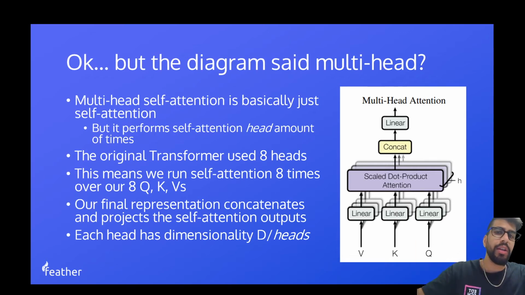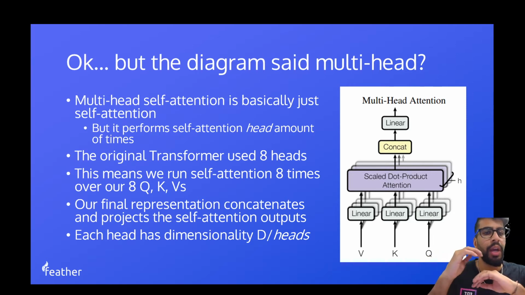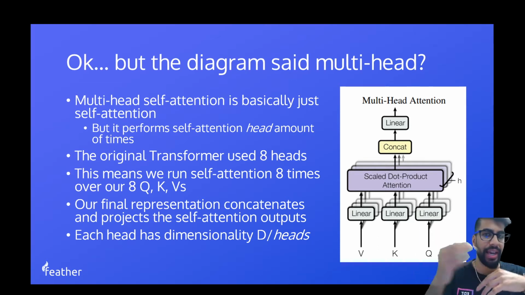Hey everybody, now we're going to talk about multi-head self-attention. In the last episode we looked at self-attention and had an intuitive breakdown of what the mechanism is actually trying to do. Multi-head self-attention is basically the same thing as self-attention, but it just performs self-attention head amount of times. So let's say we had 3 heads, it will perform self-attention 3 times.